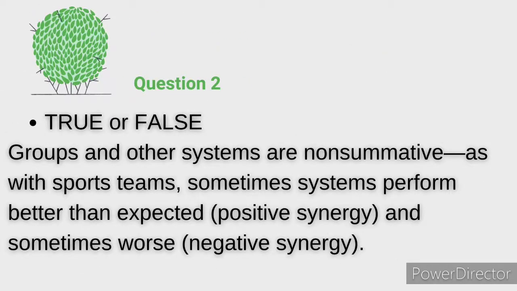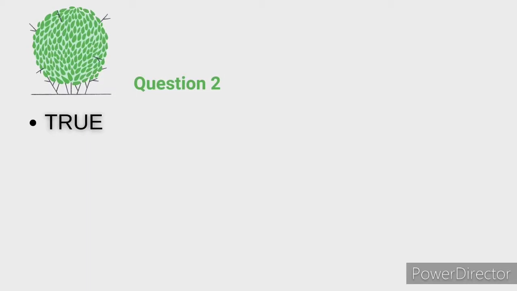Question number 2. True or false? The groups and other systems are non-summative. As with sports teams, sometimes systems perform better than expected, positive synergy, and sometimes worse, negative synergy. Correct answer is true.